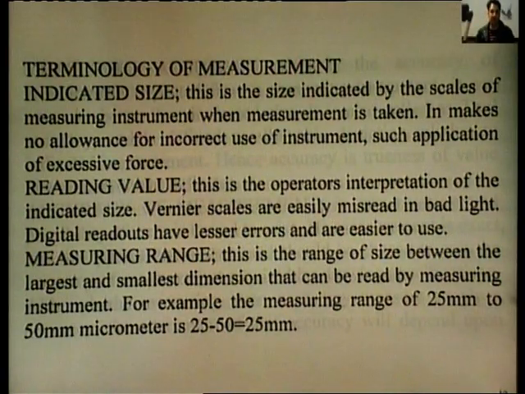Then let us discuss some terminology of measurement which we need to understand for using the instruments in a proper way. Number one is the indicated size. This is the size indicated by the scales of measuring instruments when measurement is taken. It makes no allowance for incorrect use of instrument such as application of excessive force.